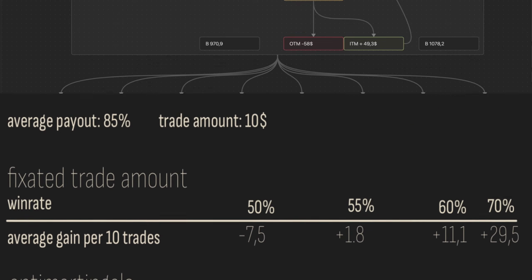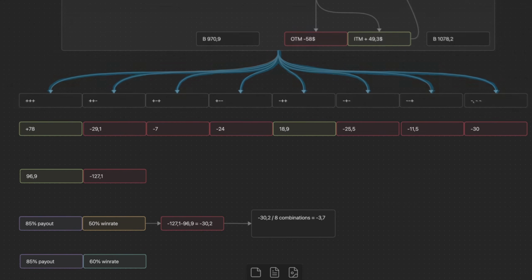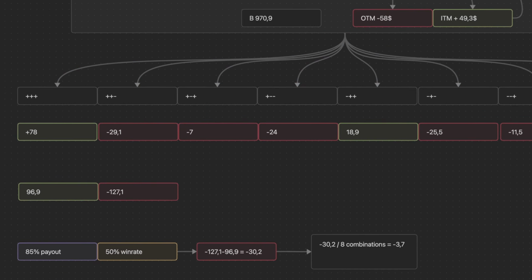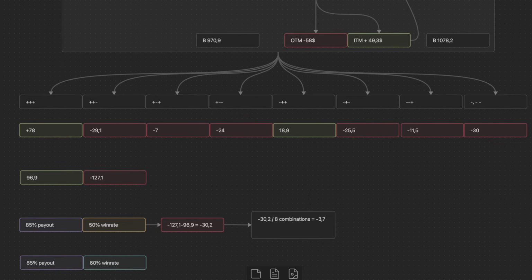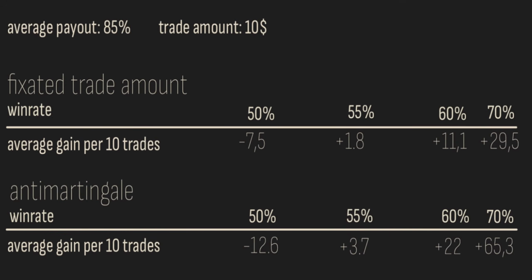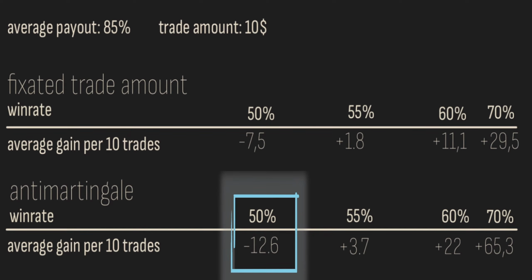Let me show you a real example. There are 8 possible outcomes of 3 trades. This being said, trading this way, you'll end up in one of these scenarios. To calculate how your deposit changes on average with a 50% win rate, we need to sum up these numbers and divide by 8. This way, we assume each scenario is equally possible. So, if you open random trades with a 50% win rate, you will lose $3.7 on average per triplet, or 12.6 every 10 trades you make.